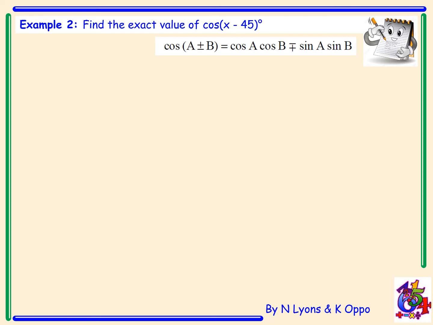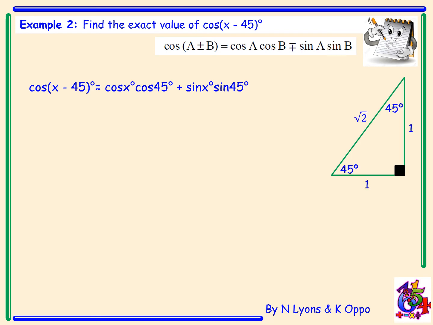Example 2. Find the exact value of cos of x minus 45 degrees. Again, please double check the formulae when copying it down. So cos of x minus 45 is going to be cos x cos 45, but then plus sin x sin 45. And from there, in our exact value triangle, we can see that both cos and sin of 45 degrees is 1 over root 2.